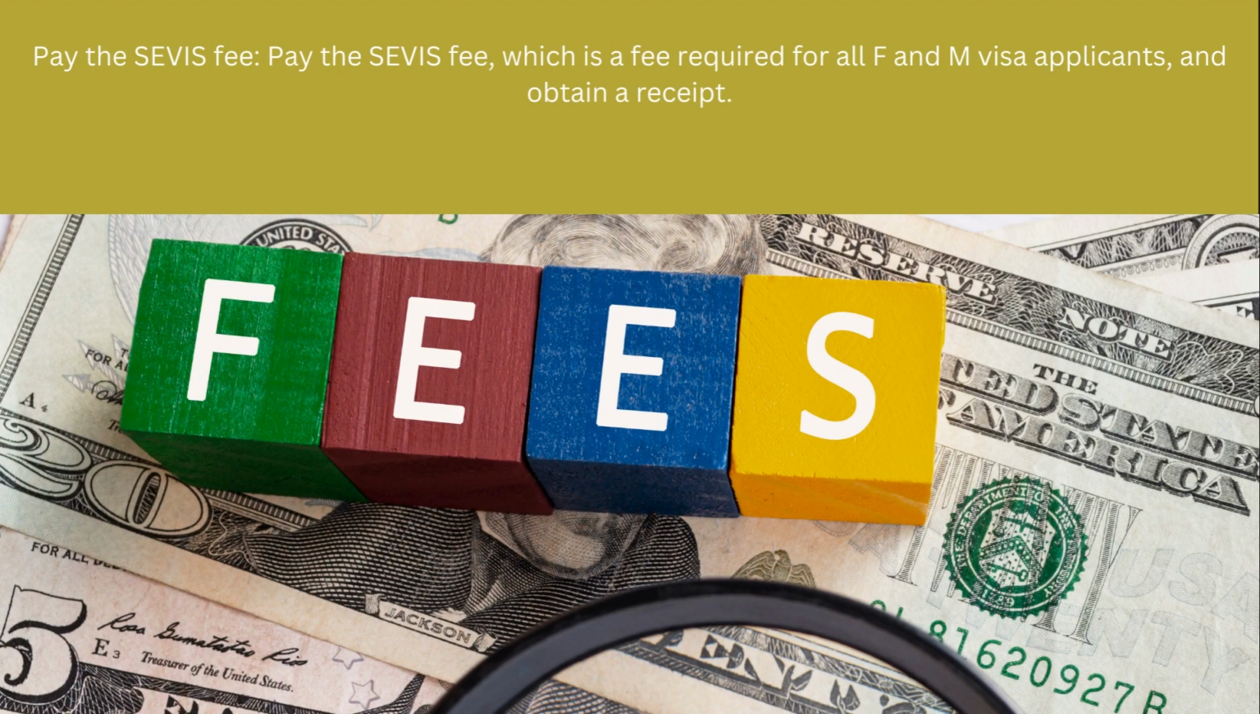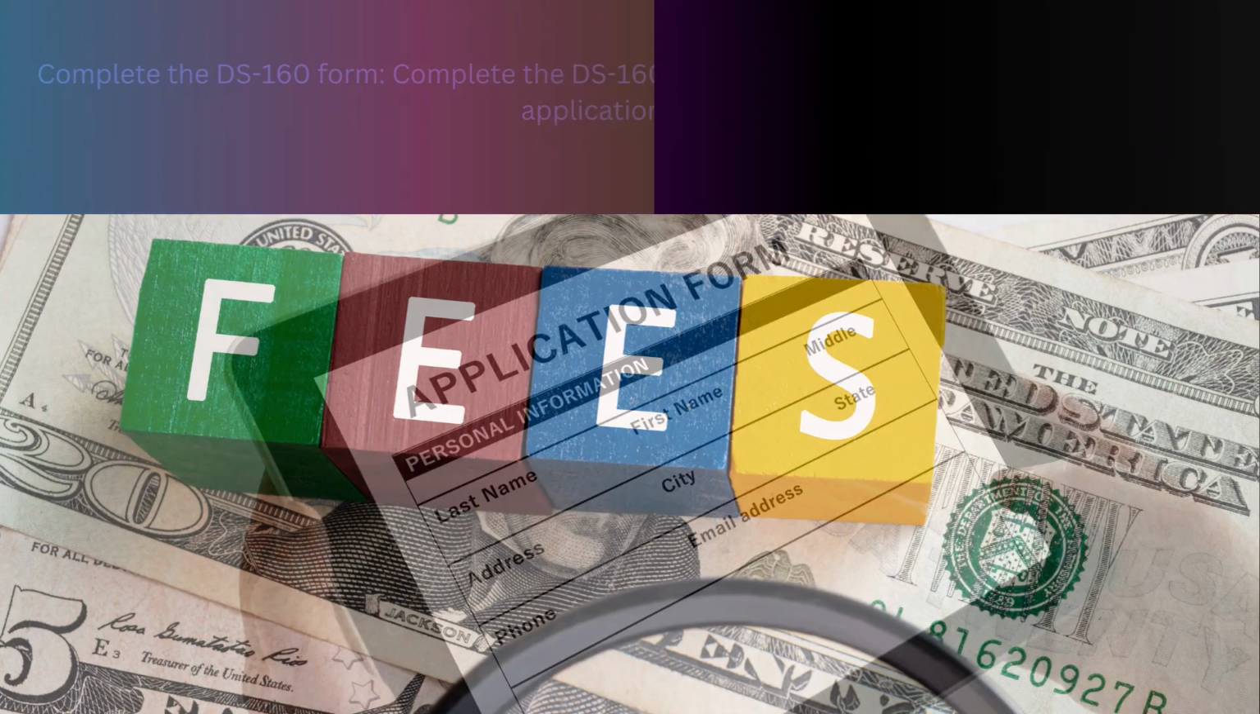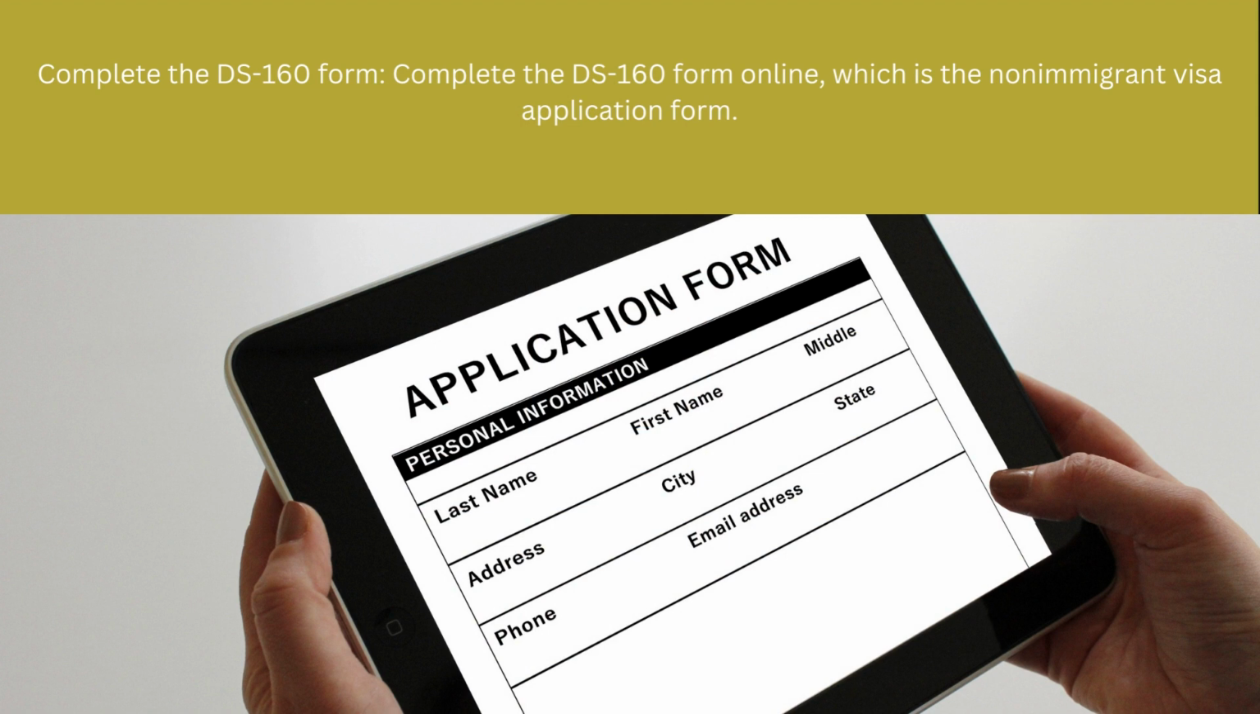Pay the SEVIS fee. Pay the SEVIS fee, which is a fee required for all F and M visa applicants, and obtain a receipt. Complete the DS-160 form. Complete the DS-160 form online, which is the non-immigrant visa application form.